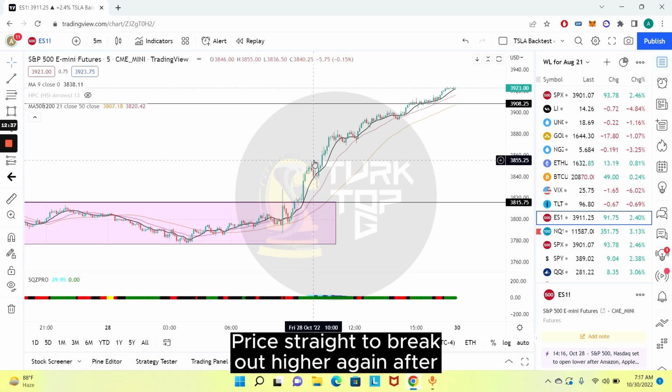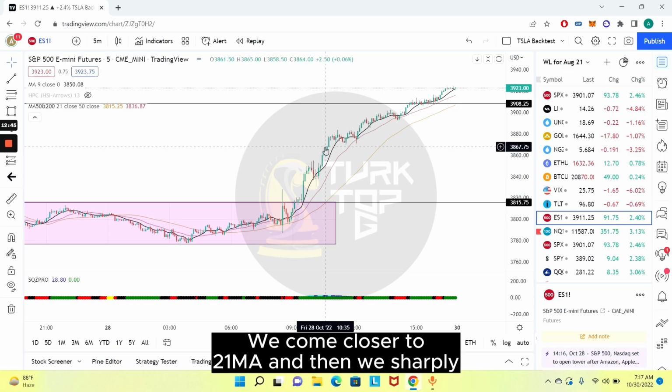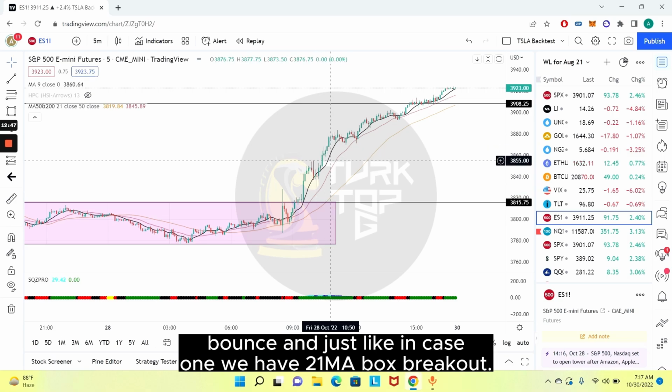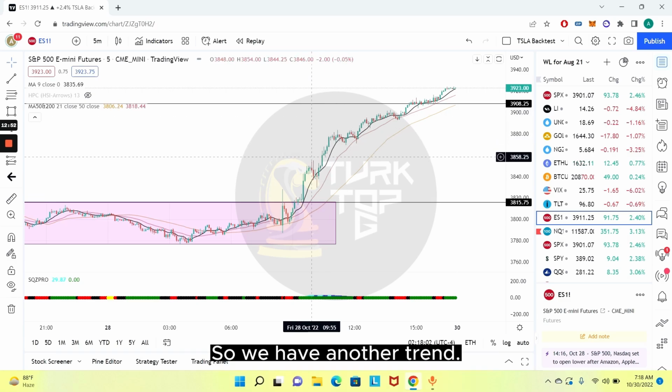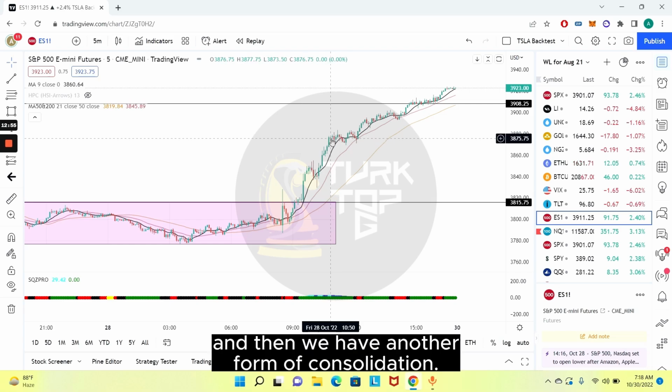Price tried to break out higher again after this lower low, but did not work. We came back to the 9 MA. We broke below it. We come closer to the 21 MA, and then we sharply bounce. And just like in case 1, we have a 21 MA box breakout. So we have another trend: higher high, higher low, second higher high, higher low, and then we have another form of consolidation.